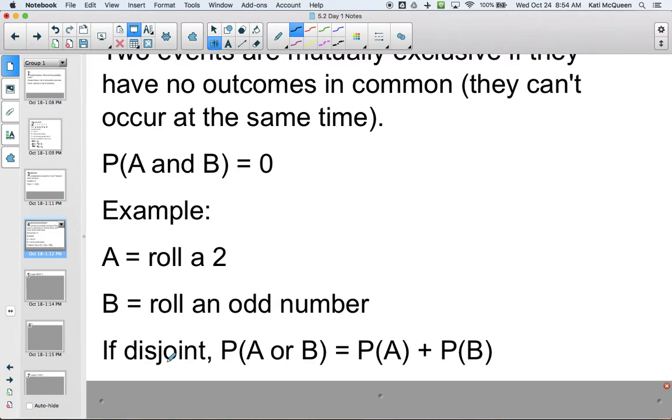So if we have two events that are mutually exclusive or disjoint, we say that the probability of A or B happening is just the sum of each of their individual probabilities. So the probability of rolling a 2 or an odd number in this example: the probability of rolling a 2 is 1/6, plus the probability of rolling an odd number, there are 3 odd numbers out of 6. So overall we get 4/6 or 2/3. That's the probability I get a 2 or an odd number.